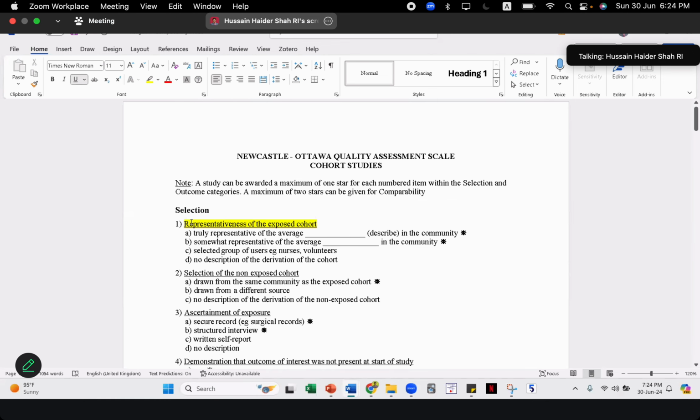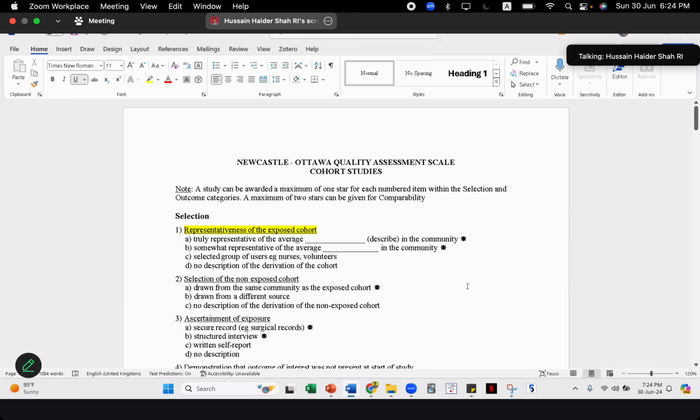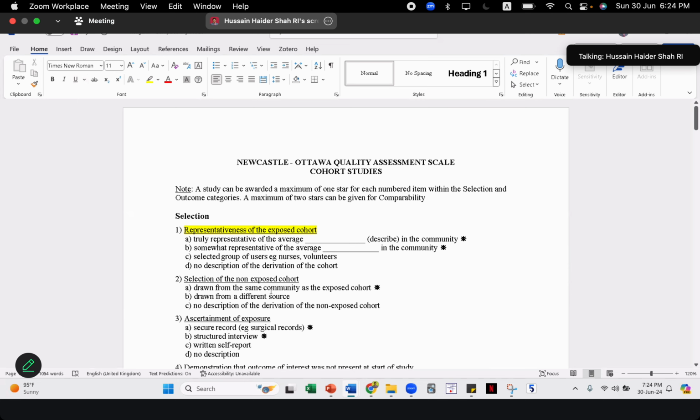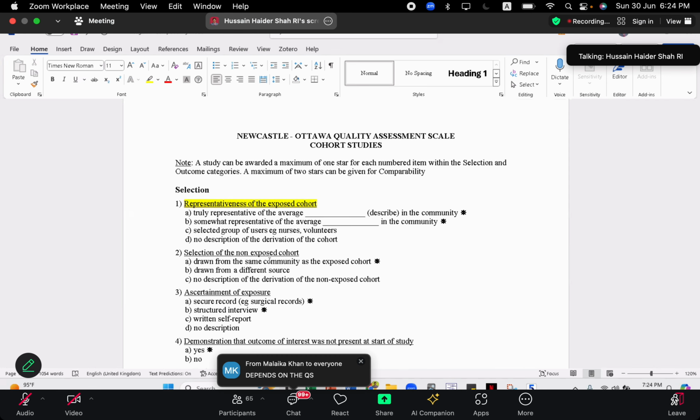In question number one, there is a star for option A and option B. If the exposed cohort is a true or somewhat representative of the community, we give it a star. If the non-exposed cohort is drawn from the same community, we give it a star. It depends on the question. Again, Malaika is getting a grip on this Newcastle Ottawa scale.